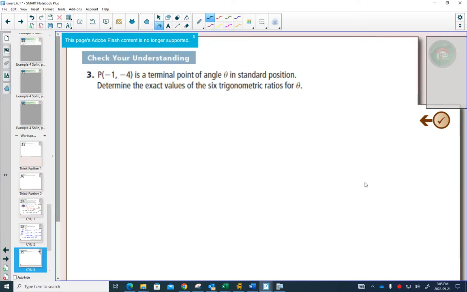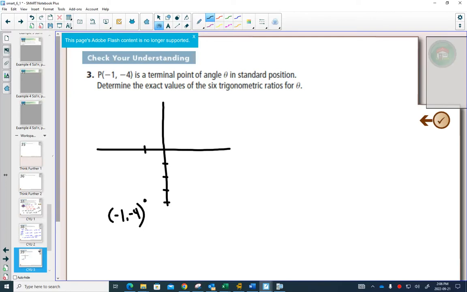I'm going to draw a picture for this one. It says we've got a point, P, (-1, -4). So if I was drawing my axes, would you agree that (-1, -4) would be down there?